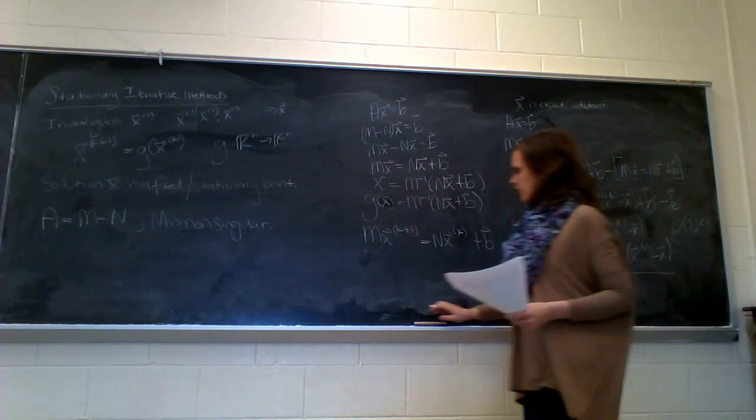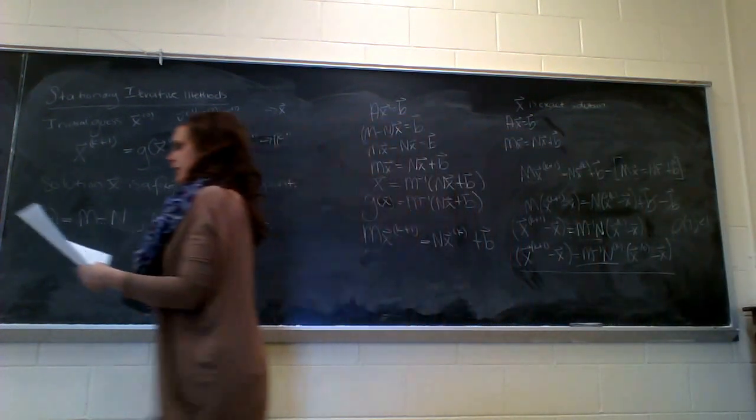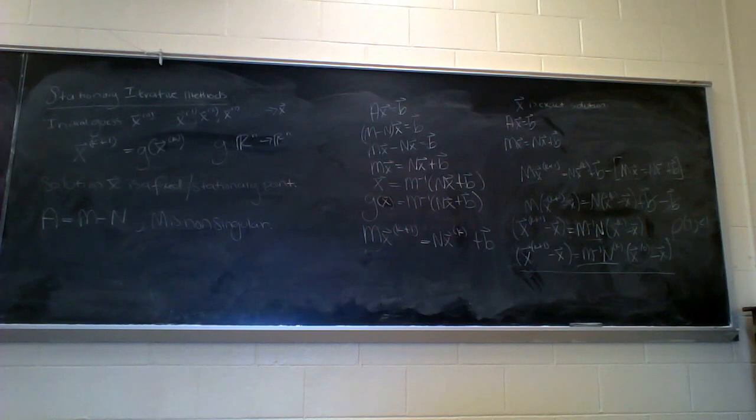So now I think we're ready to go ahead and get into the different types of stationary iterative methods. And there's 3 different types that we're going to talk about today. And the first one is called the Jacobi method.